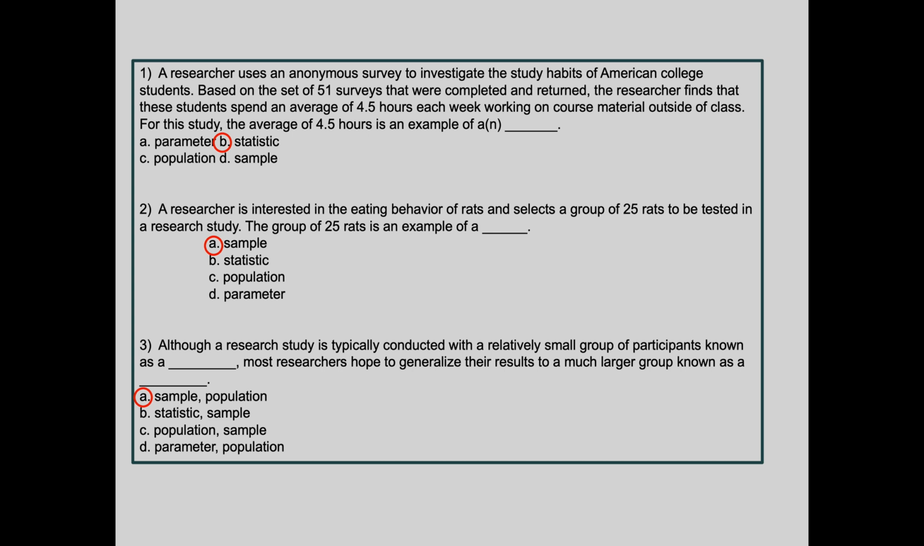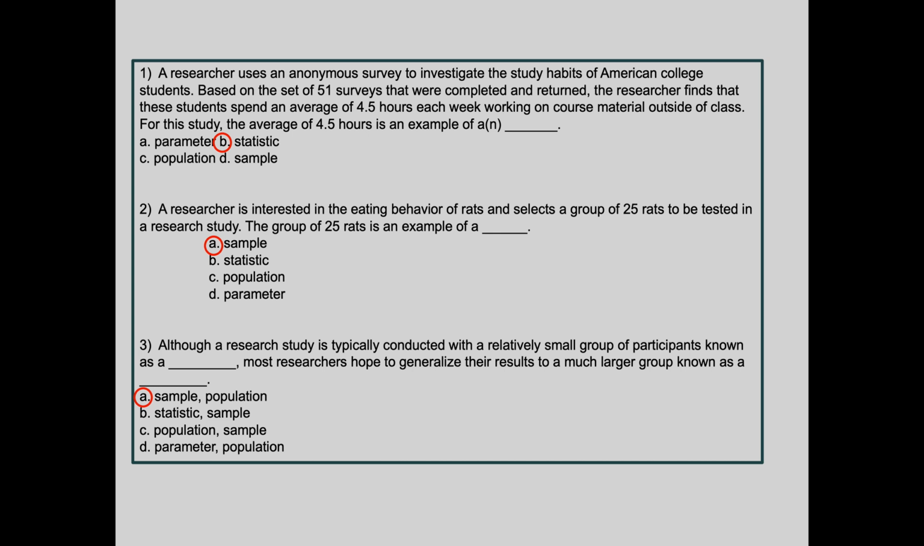Okay. Number 1, a researcher uses an anonymous survey to investigate the study habits of American college students. Remember, there are many students in America who are going to college. Based on a set of 51 surveys that were completed and returned, the researcher finds that the students spend an average of 4.5 hours each week. For this study, the average of 4.5 hours is an example of, well, look, the real question here is the 51 surveys that were returned, is that every person in the entire population, or is that just a sample of the population, a part of the population, a smaller piece of the population?